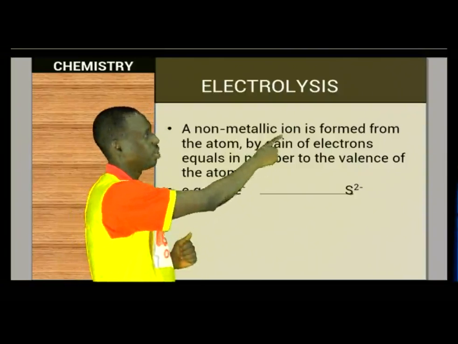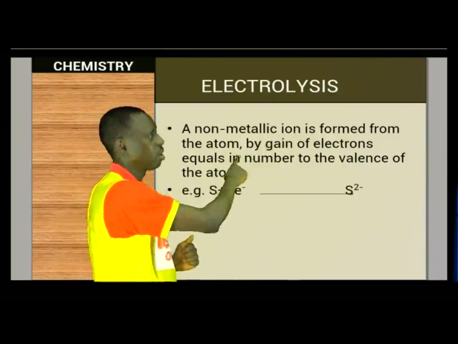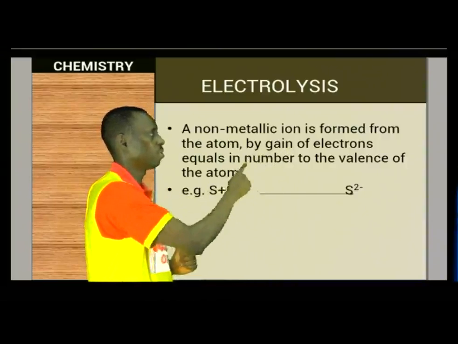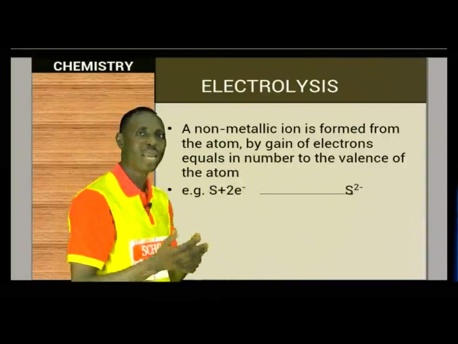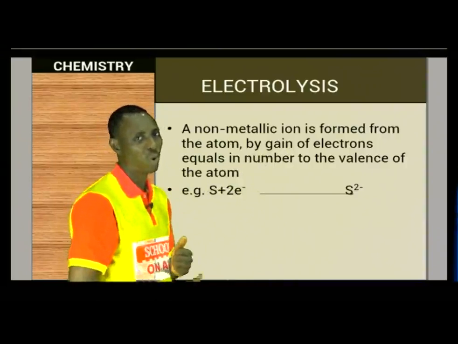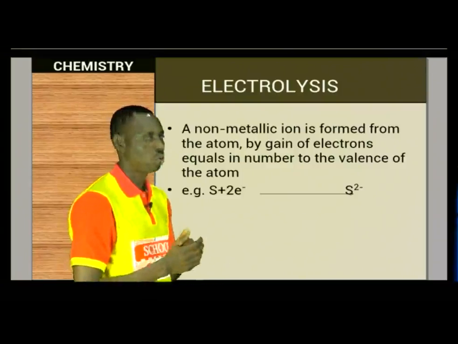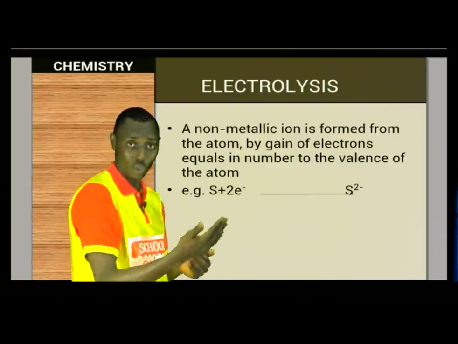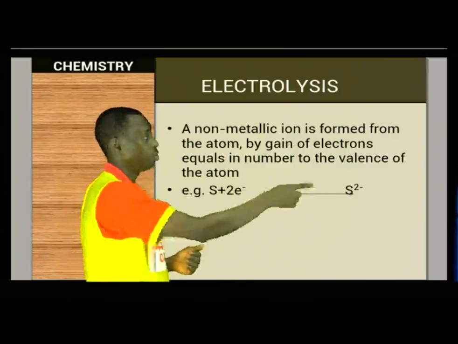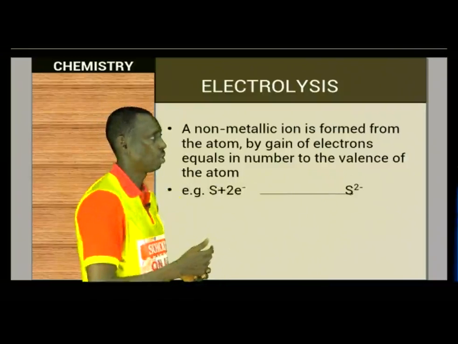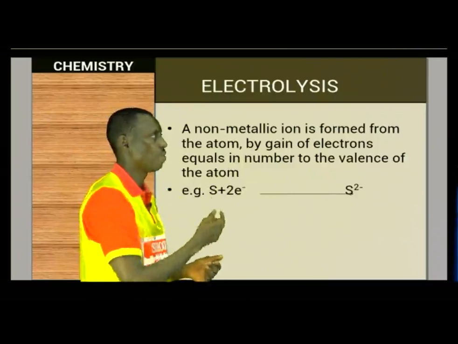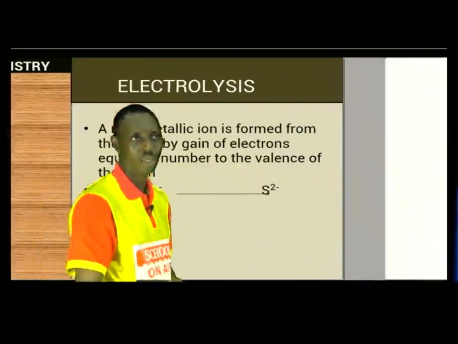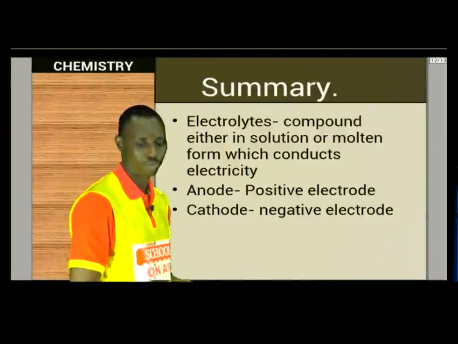A non-metallic ion is formed from the atom by gain of electrons, equal in number to the valency of the atom. The non-metals will gain electrons to attain pseudo-noble gas structure. So in the case of sulfur, it is gaining 2 electrons, and then you have an excess of 2 electrons, since electrons are negatively charged. And so non-metallic ions are formed by gain of electrons, equal to the number of electrons they need to attain the pseudo-noble gas structure.